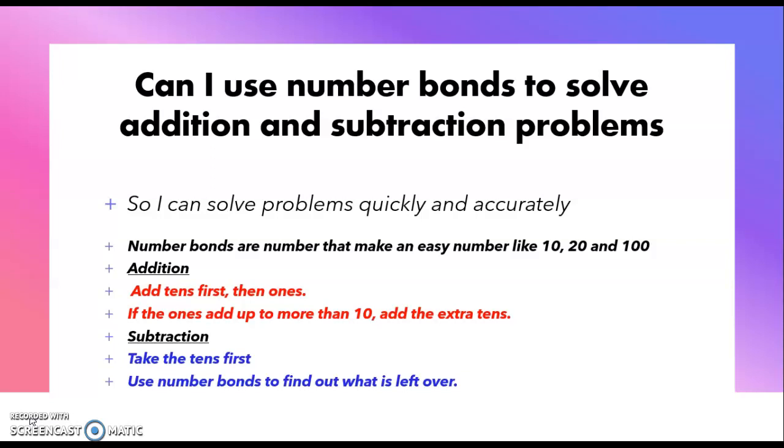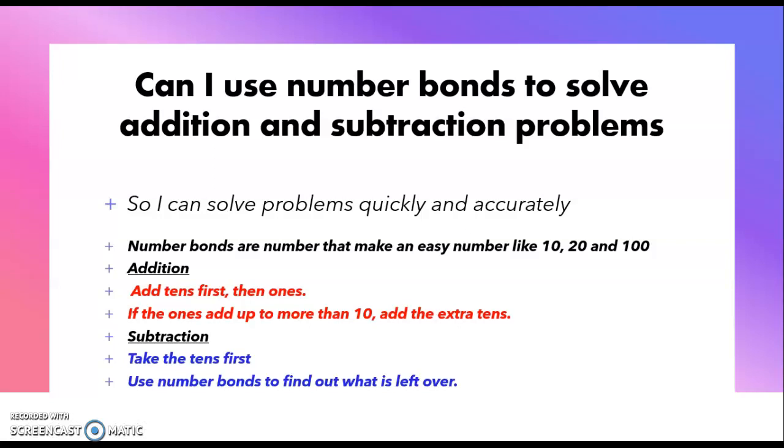The things we need to remember, so for addition, we're adding 10s first, then the 1s. If the 1s add up to more than 10, add the extra 10. That only comes when we're using the number bonds and they are the 1s, obviously they are going to add the 10. So if you look at the number 10, there are going to be no 1s, and then you just add in 1 ten to that number. When it comes to subtraction, we take the 10s first, use number bonds to find out what's left over.